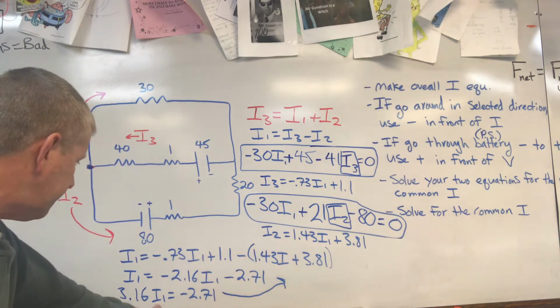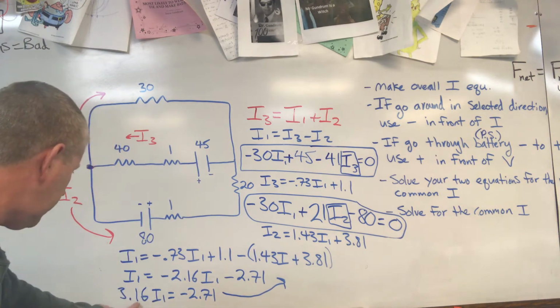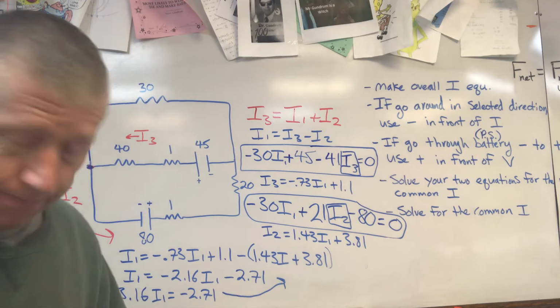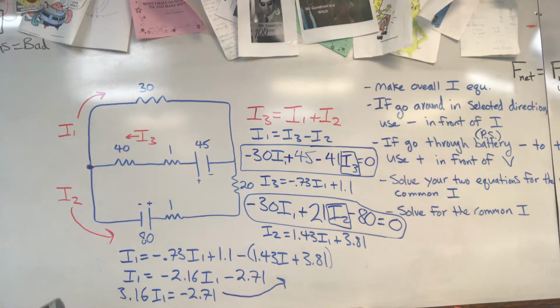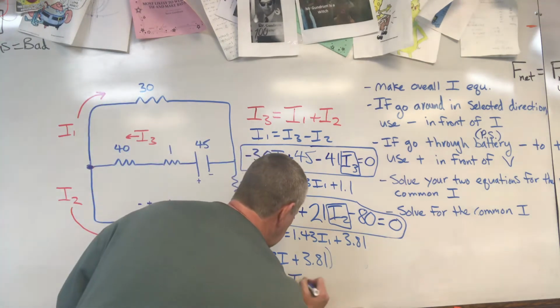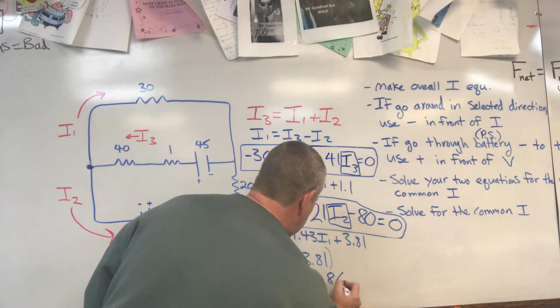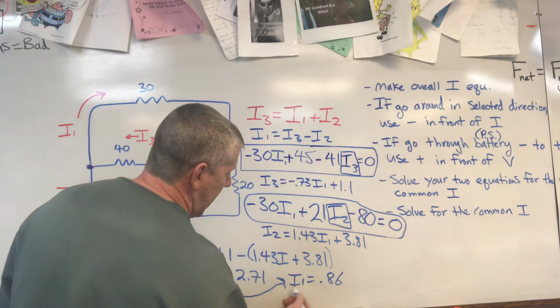Solve for I1. Negative 2.71 divided by 3.16, and that'll give me I1. All right, we can do this. 2.71 divided by 3.16, 0.858. I'll make it 0.86. So I1 comes out to be 0.86. Boom! And remember, it's current, so it's I, so it's amps.